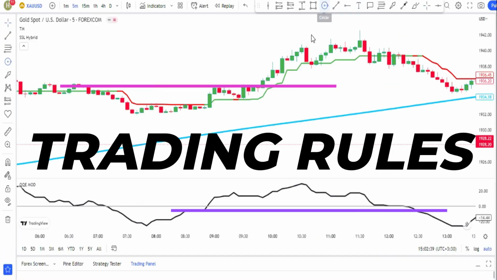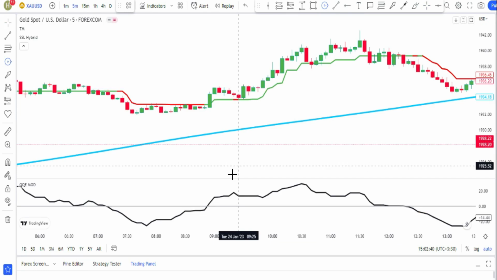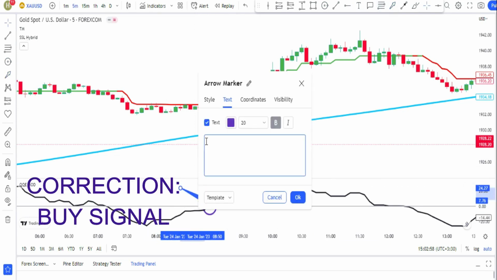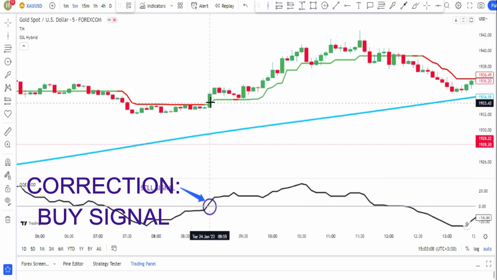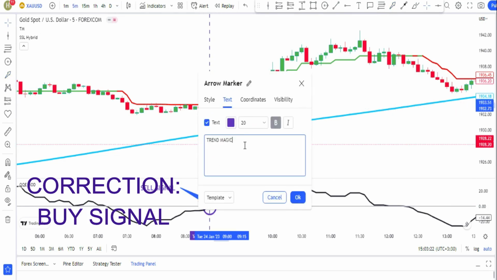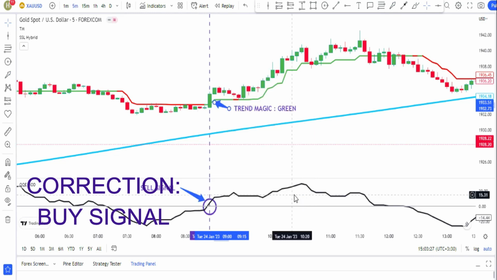Now let's talk about the exact terms of entering into a trade. For a buy signal to be valid, the following conditions must exist. First, the buy signal must be issued by the QQE Mod indicator. And second, this signal should be confirmed by the Trend Magic indicator, which means that the Trend Magic indicator should be green. And third, the price should be above the blue SSL hybrid.